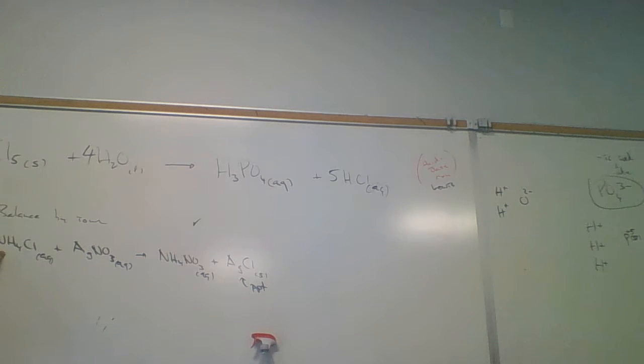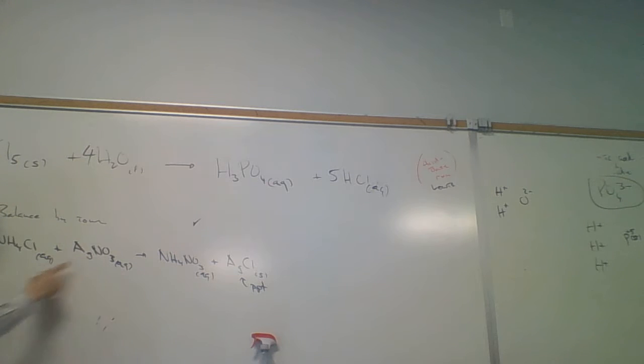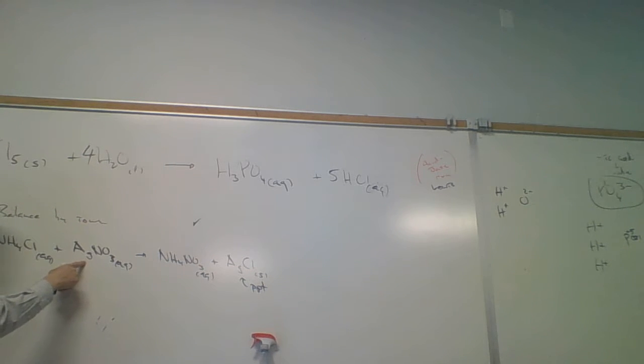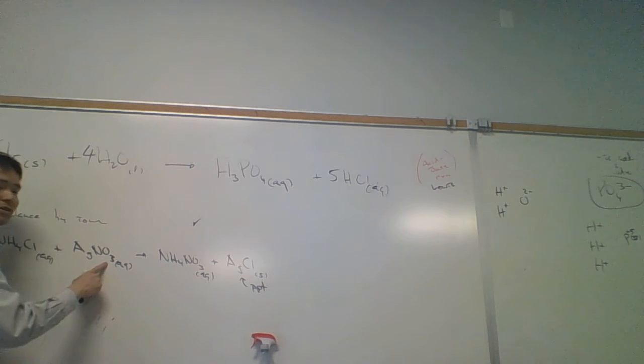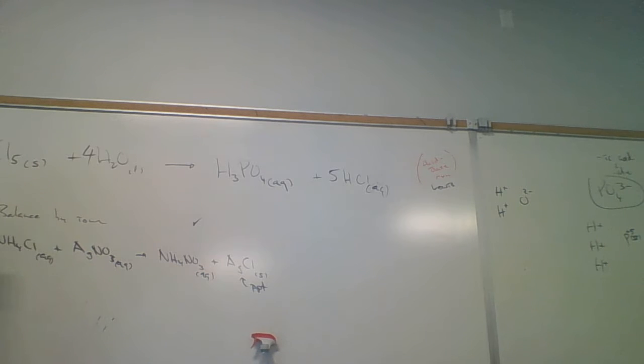And so how many ammonium ions do I have on the left? 1 ammonium ion. How many ammonium ions do I have on the right? 1. How many chloride ions do I have? 1. And how many on the right? 1. How many silver ions? 1 and 1. And how many nitrates? 1 and 1. And so if we balance by ions, then it's easier than balancing by atoms.